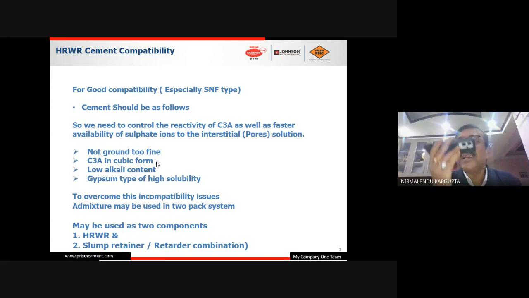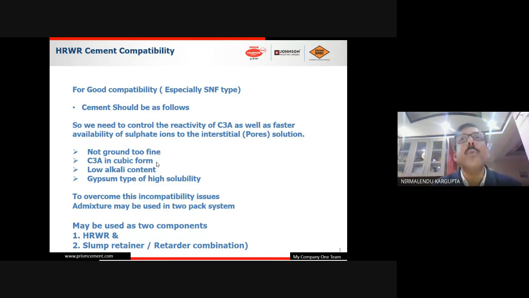The C3A should not be orthorhombic. If it is orthorhombic, the reactivity will be very high. What will happen if the reactivity is very high? All the admixture molecules will be attracted to the C3A only. So it will not give the full dispersion. That is why C3A should be in cubic form. Cubic form is not that reactive.